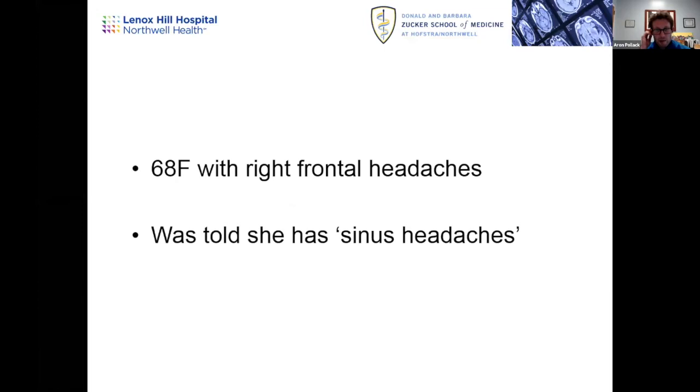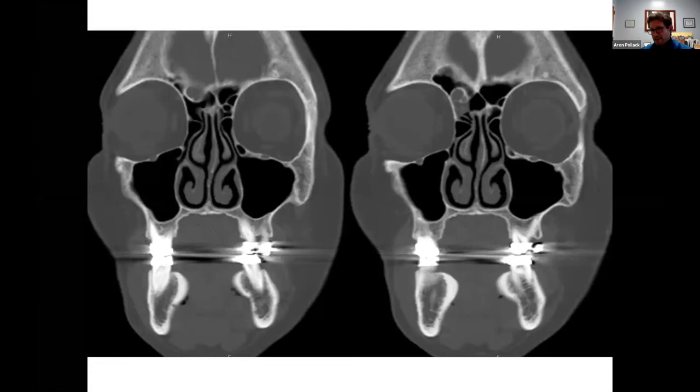This is a lady who was always told she has quote unquote sinus headaches, and she always pointed to an area above her right eye. She didn't have green discharge. She had no issues with sense of smell. She could breathe out of her nose. She really didn't fit the bill for someone who really has sinus problems. And I get a CAT scan for her, and the first thing I see is this.